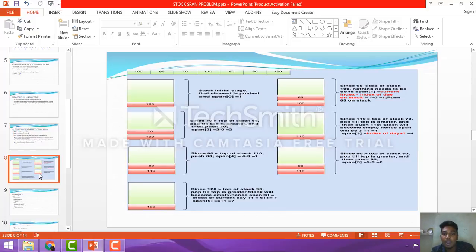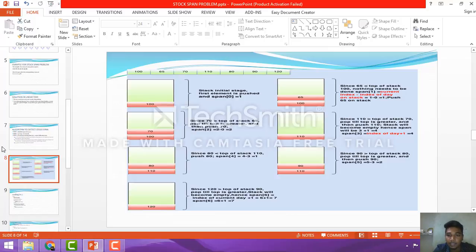So here the condition is we have to check the 65 value against the current top value, which is 100. 65 is less than 100, so 100 is greater than 65. So just leave the 65, and then check 70 against 65. Here 70 is greater than 65. So pop the 65 out and push 70 inside the stack table. We pushed it successfully.